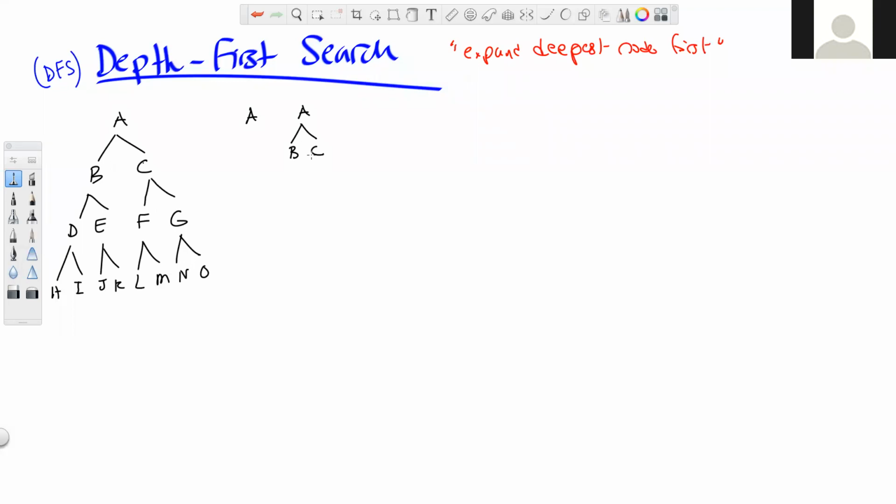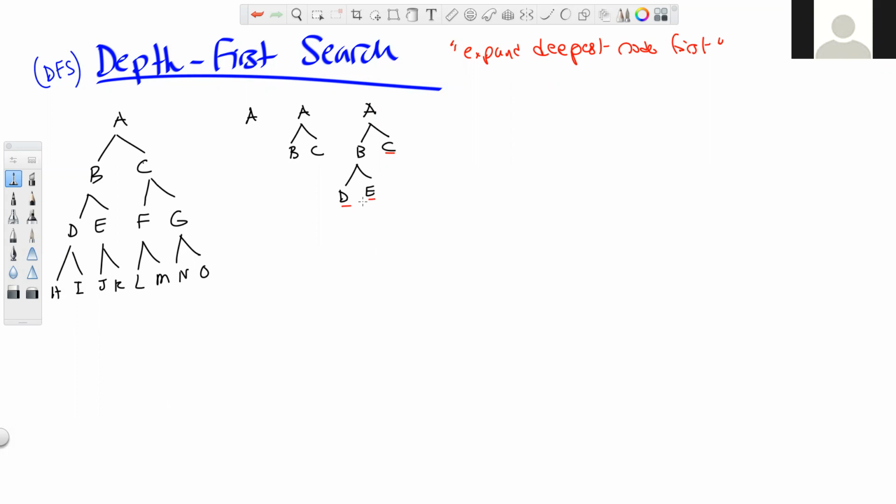Doesn't matter. So let me pick B, because we're breaking ties alphabetically. So the next step, it's going to look like this. And now my fringe has these three nodes, and I have to pick one of the three. So here's the question for you. Which one do I pick according to depth first search?